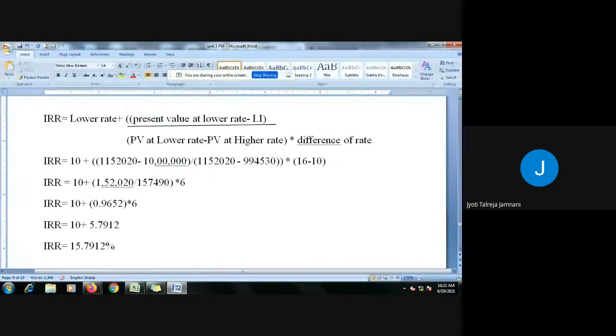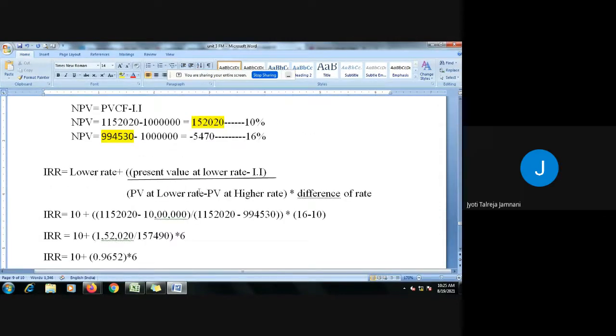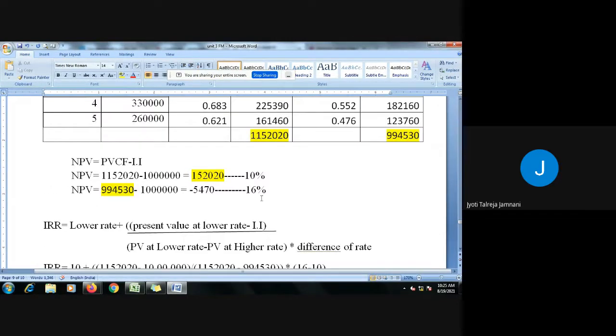When I was teaching you IRR, I told you it's not necessary that you get a whole number as the answer: 1%, 5%, 10%, 12%. You can get 10.5% also. 15.79 is what we have got. The most important thing is to get the two rates, the higher rate and the lower rate. One will give you positive NPV, one will give you negative NPV. Between these two rates, you will have your IRR value. Another important thing is, the lesser the gap between the two rates, the better answer you will get.